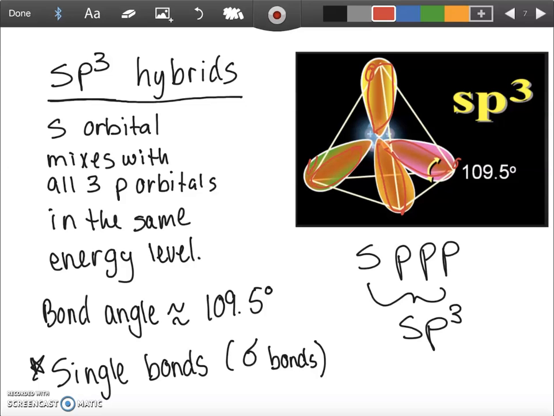So one of the things you also need to know about sp3 hybrids is that these are usually your single bonds. So pretty much everywhere you see a single bond, you're going to have an sp3 hybridized orbital. We also call these sigma bonds, okay? Sigma bonds.